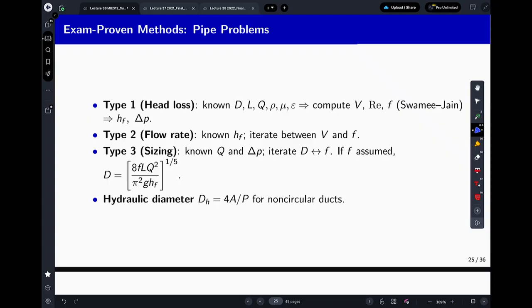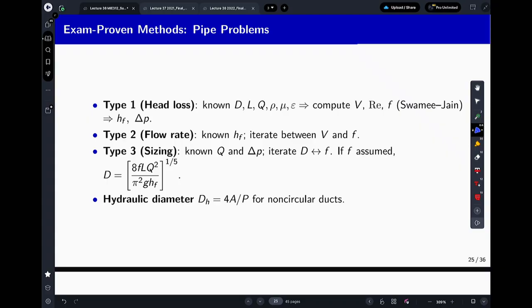Type 2, flow rate: given a head loss, iterate between V and f. Type 3, sizing: given Q and delta P, iterate D to f. If f is assumed, you have an equation for D, which you can then use. You just keep iterating until you get the right answer. As D changes, Q changes, Reynolds number changes, and then you again have the option of going to the Moody diagram, Haaland, or Swamee-Jain.